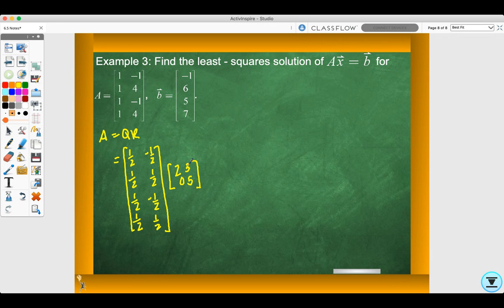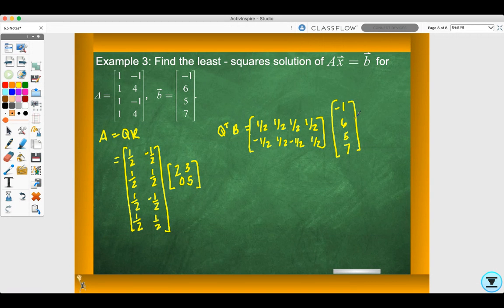So now we need to find Q transpose b. This is Q, this is R, and we have b up here. So Q transpose b, which is 1/2, 1/2, 1/2, 1/2, negative 1/2, 1/2, negative 1/2, 1/2, times b, which is negative 1, 6, 5, 7. When you multiply these, you get 17 halves and 9 halves.